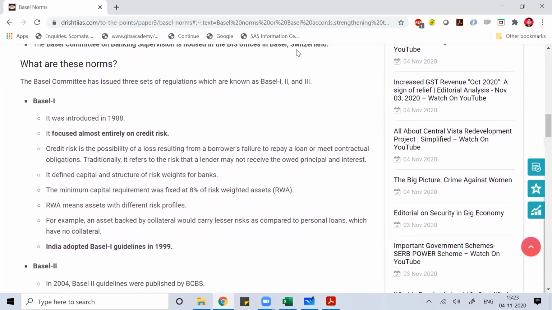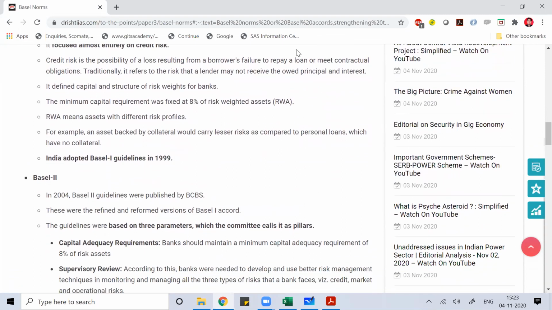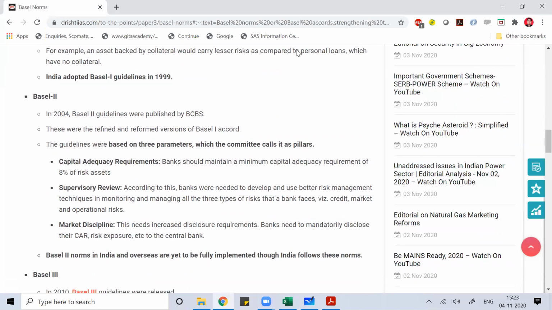India adopted the Basel I guidelines in 1999. Basel II came up in 2004. The Basel II guidelines were published by the BCBS. This is very important. The guidelines were based on what the committee calls pillars.